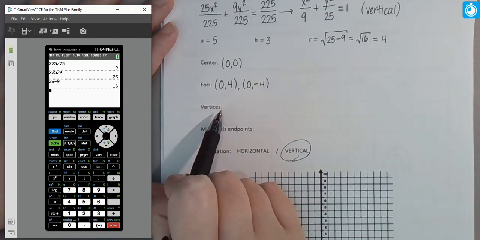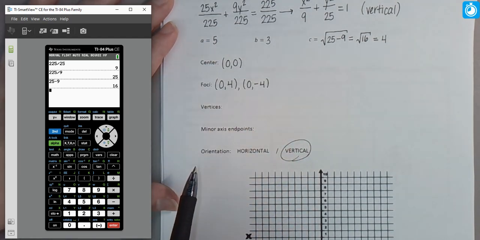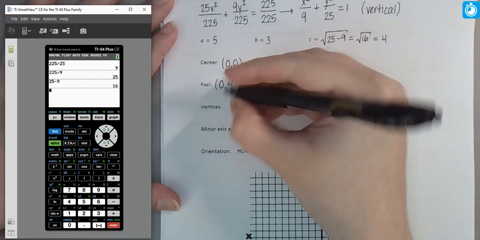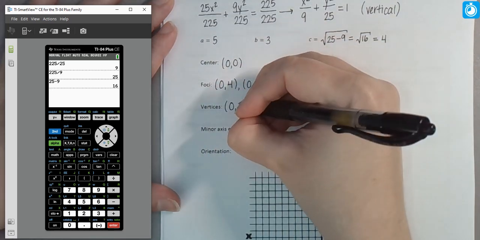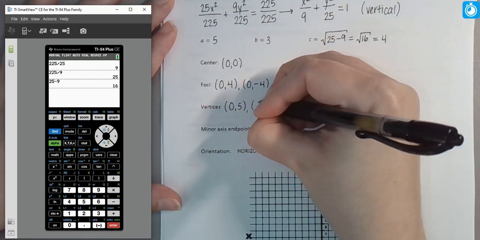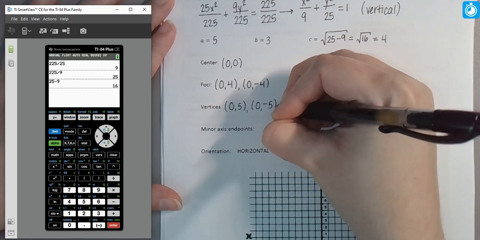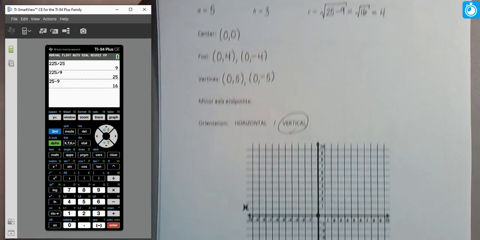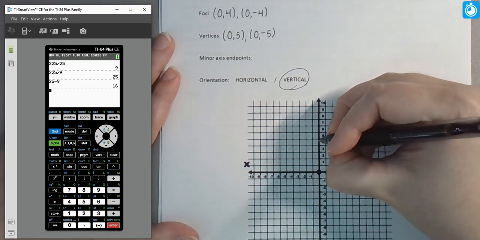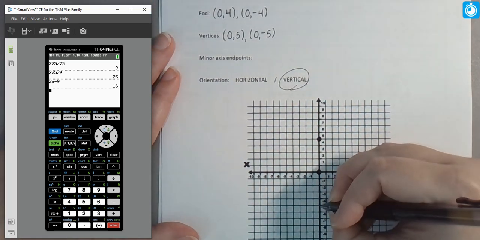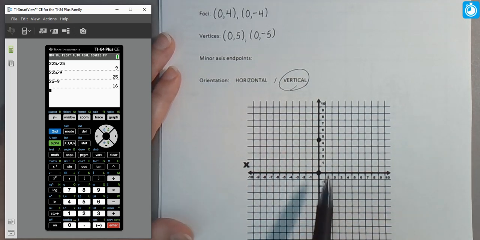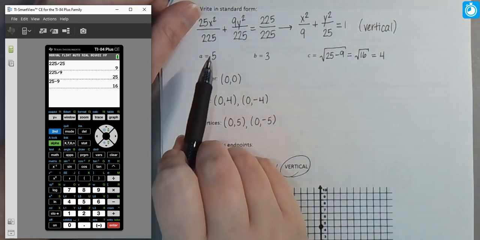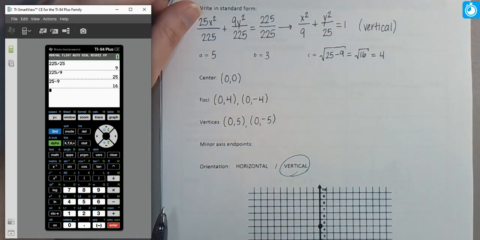So our vertices are going to be A units away, vertically above and below our center. So holding that x value constant, and then A units above, so 0, 5, and A units below, so 0, -5. So let me add that to our graph. So 0, 5, and then 0, -5. And again, notice if you take the distance between our two vertices, it's going to be a total of 10 units, which is 2 times our value for A, which was 5.